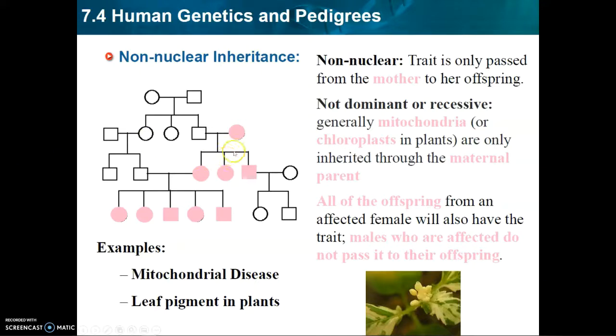So you can see that pattern here. This affected mother has 3 affected offspring. Her son does not pass it down at all, but her daughter does. Every single one of those offspring are affected because they all got their mitochondria from the mother. So that's our final example of pedigree patterns that you need to look out for.